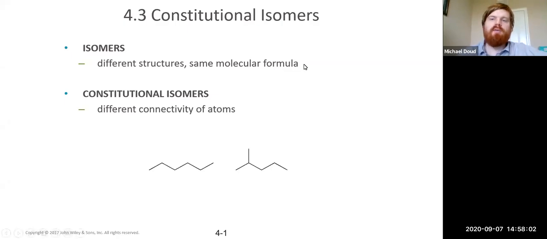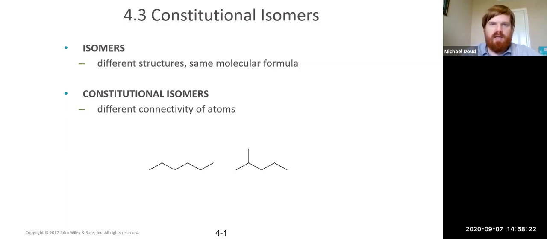All right, so now that we know how to name alkanes, we want to talk about a consequence of the fact that these carbons can be branched in any number of ways, and that is that many of them can have different structures with the same molecular formula. So this brings us to the idea of what we call constitutional isomers.